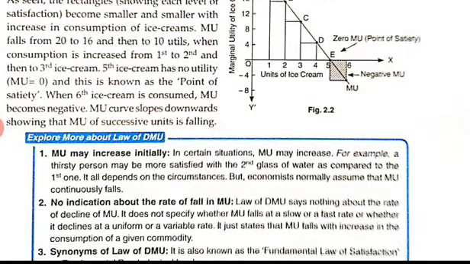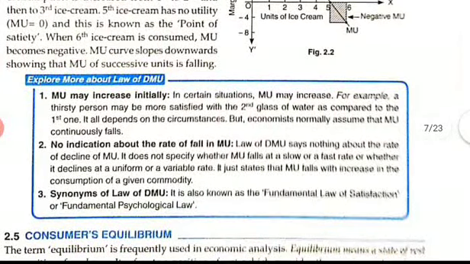So this is about the law of diminishing marginal utility. You can explore more about this law: MU may increase initially. In certain situations, marginal utility may increase. For example, a thirsty person may be more satisfied with the second glass of water as compared to the first one, as it depends upon the circumstances. But economists have normally assumed that MU continuously falls. There is no indication about the rate of fall in MU.